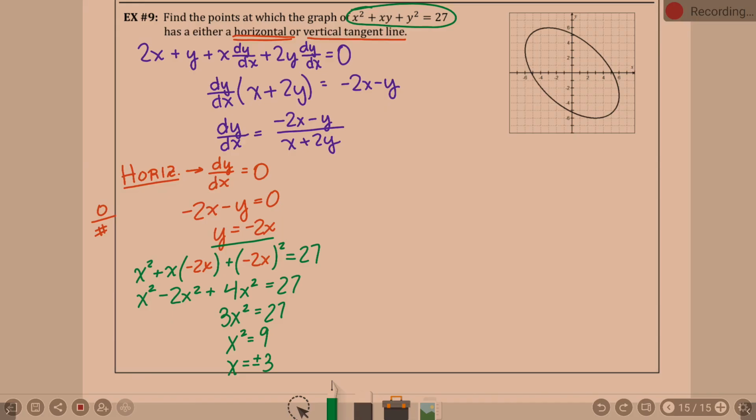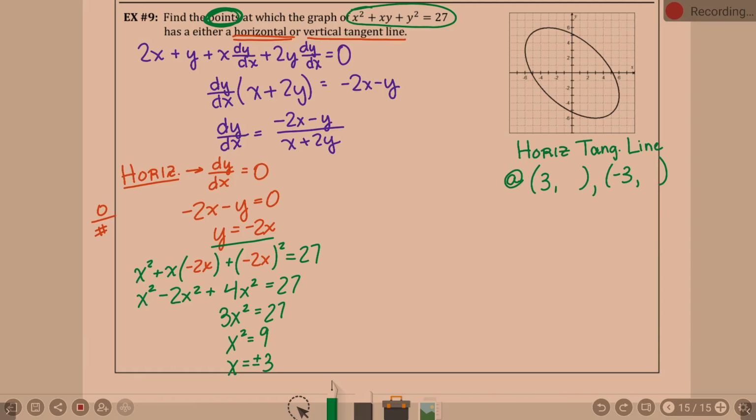So that means there's going to be a horizontal tangent line at, now here's the deal. Officially, it says to find the points. Are points just x values? No. Points are ordered pairs. So 3 comma something and negative 3 comma something.